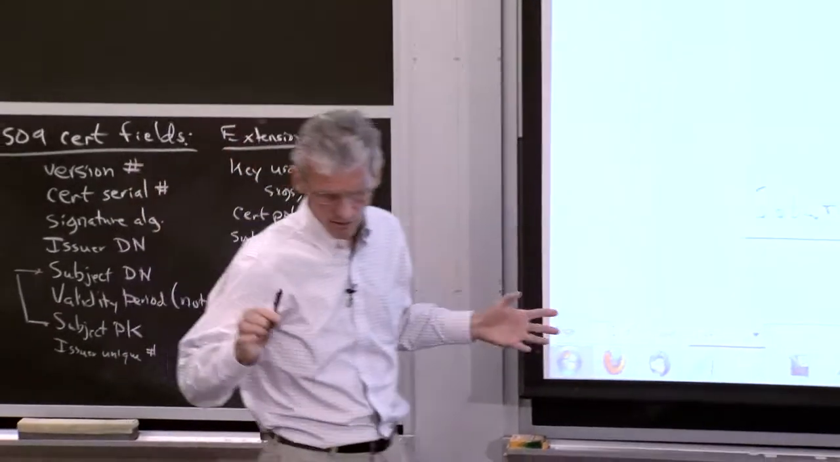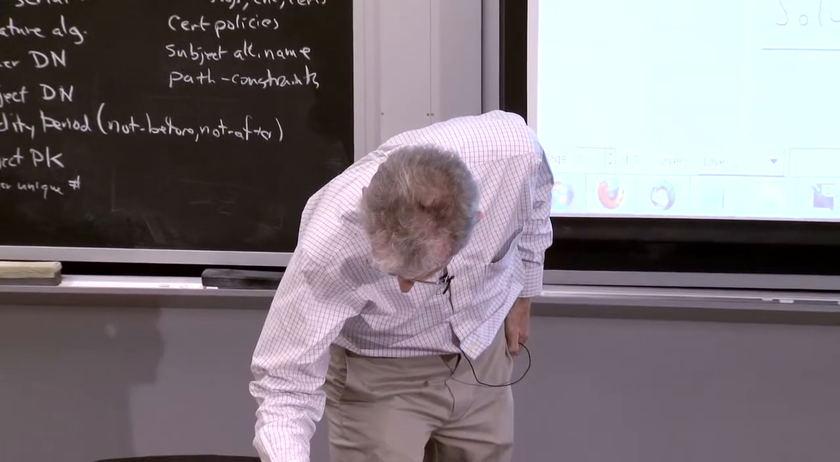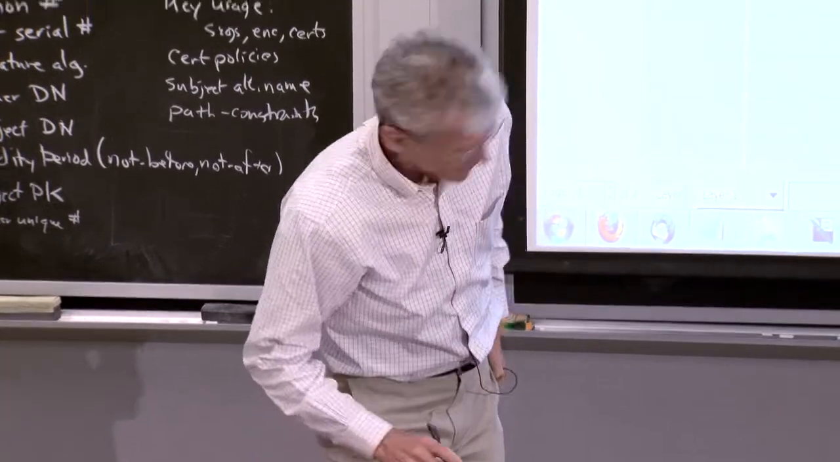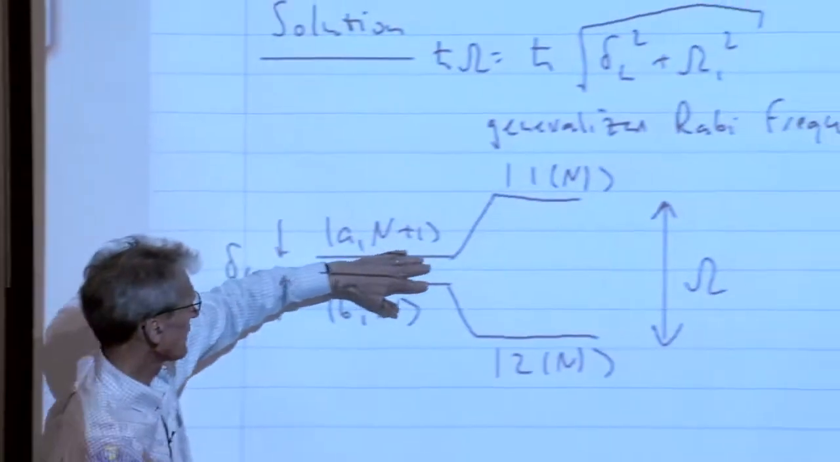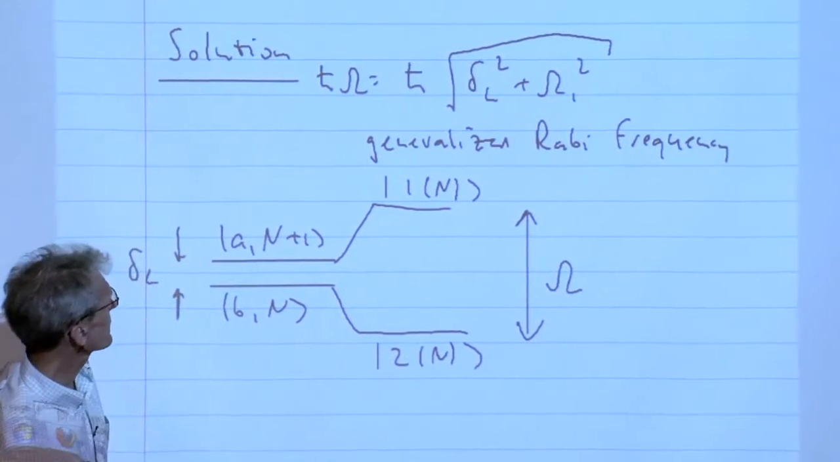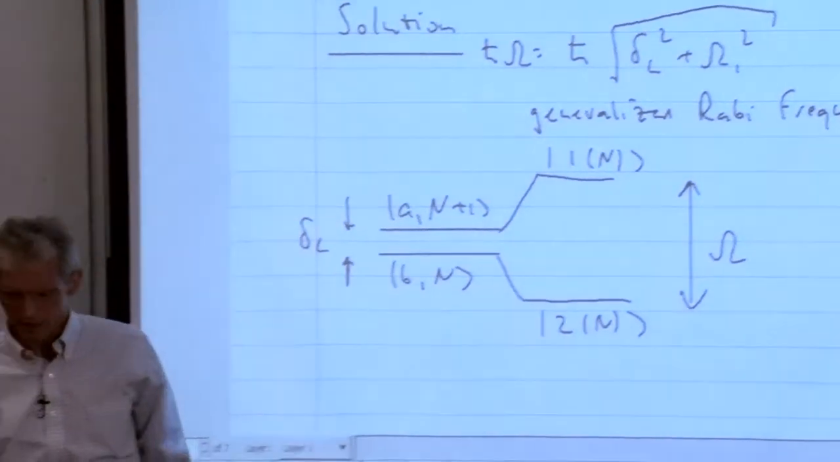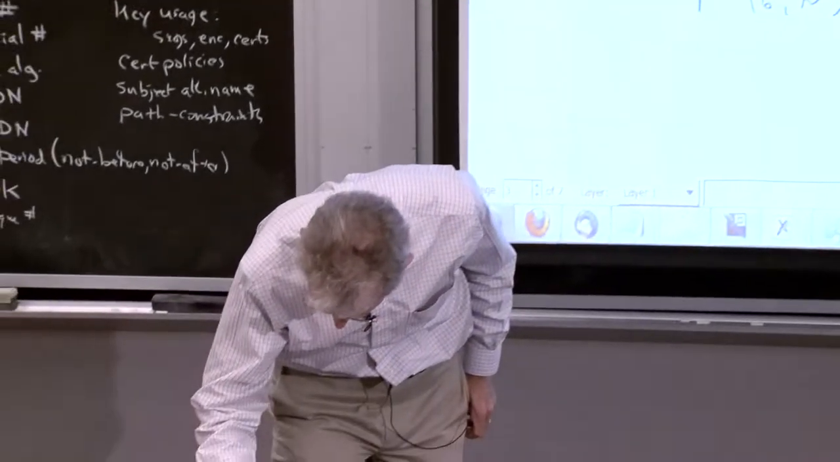And well, how many times have you seen the solution of a 2x2 matrix? The solution is that the coupling is now increasing the splitting. The splitting between the two levels is, again, the generalized Rabi frequency, which you have seen many, many times.